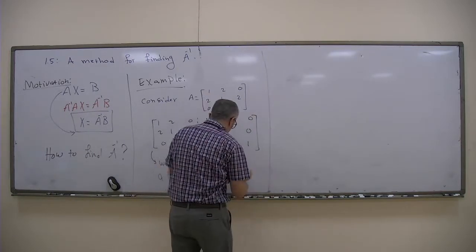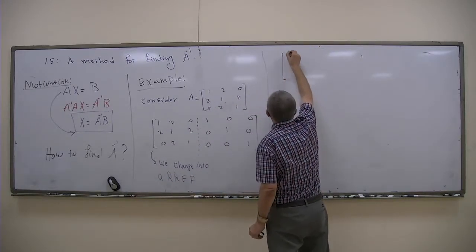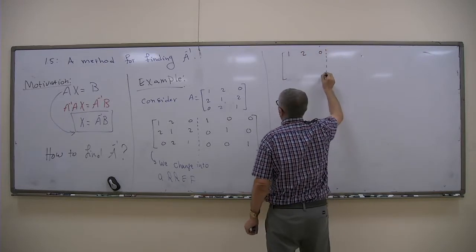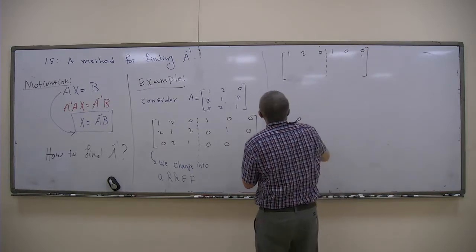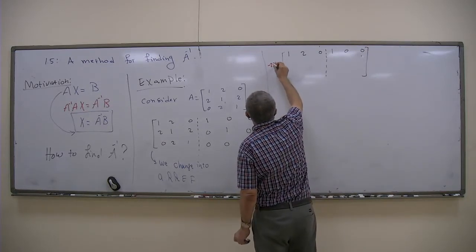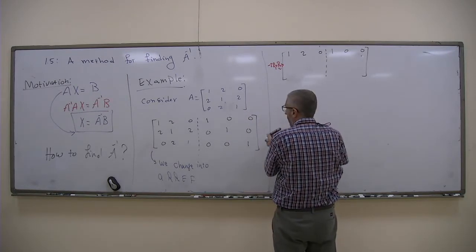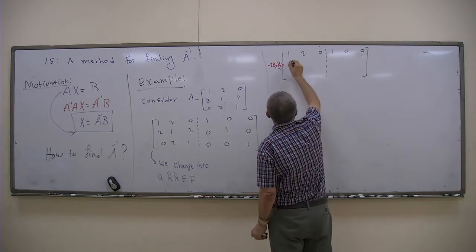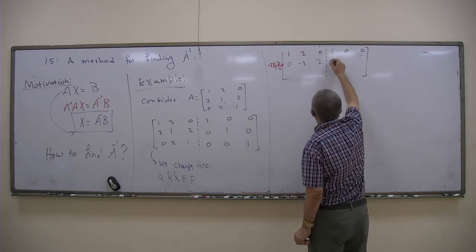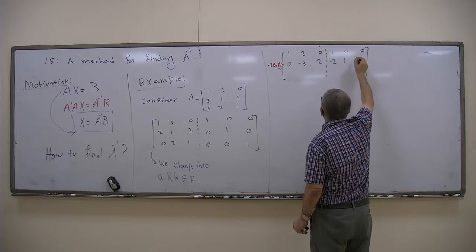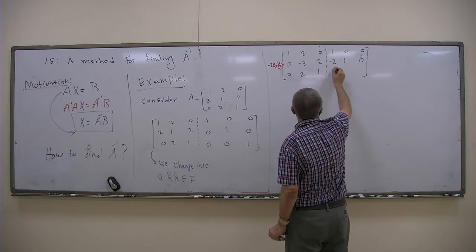So here is 1, 2, 0, 1, 0, 0. And here, negative 2R1 plus R2 should replace R2. So we get here 0, negative 3, 2, and here negative 2, 1, 0, and here 0, 2, 1, 0, 0, 1.